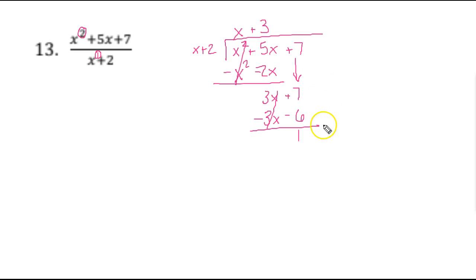I have nothing left to carry down. X will not divide 1. And so I know this is my remainder. And just like with numbers, I'm going to remember to add the remainder on top of the divisor. So this is how we write a rational function instead of as an improper fraction, as a mixed number.